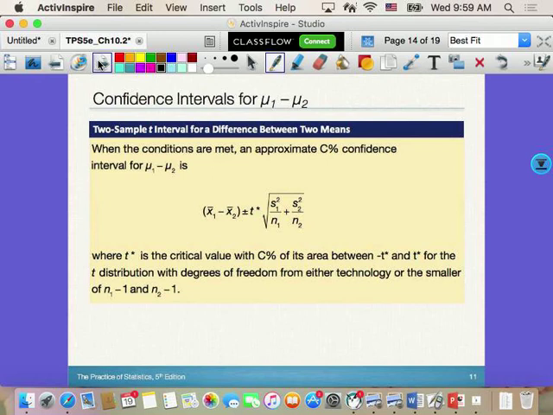There is the formula for the confidence interval. Is this formula on the formula sheet?